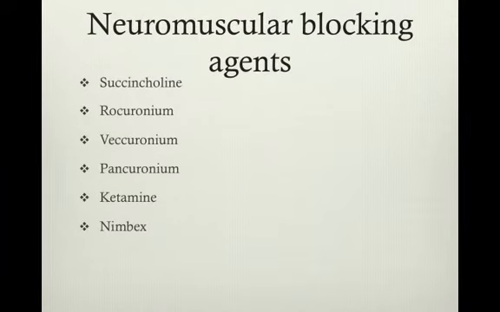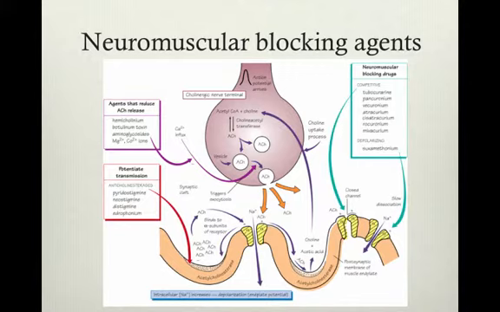Neuromuscular blocking agents. We're going to talk about Sux, Rox, Vec, Pancuronium, Ketamine, and Nimbex. So neuromuscular blocking agents essentially do what they say. They block the neuromuscular junction. So what we see here is there's only one depolarizing neuromuscular blocking agent, and all the rest of them compete in this area here.